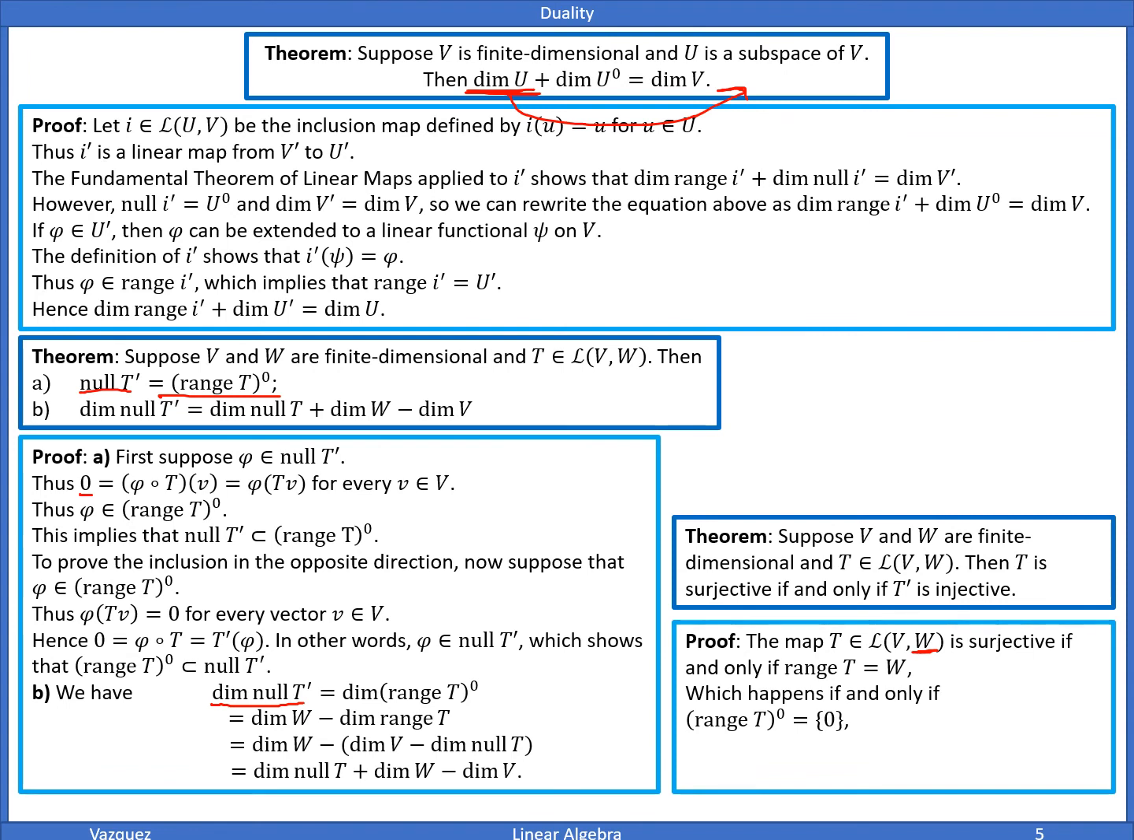Right? And what can we rewrite this as, the annihilator of the range of T? Well, if you look at the previous theorem, part A, that's just saying that this happens if and only if the null space of T prime is equal to 0, again because this and this are equal. And now it's showing that the null space is equal to 0, which shows what? Injectivity, right? It happens if and only if T prime is injective.